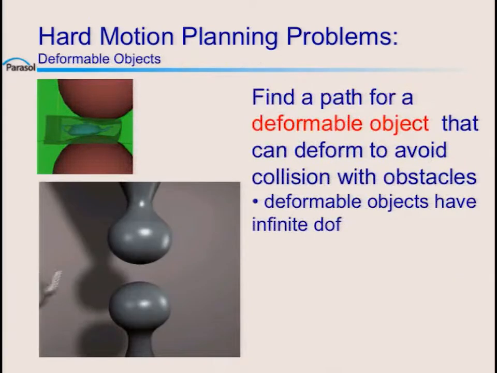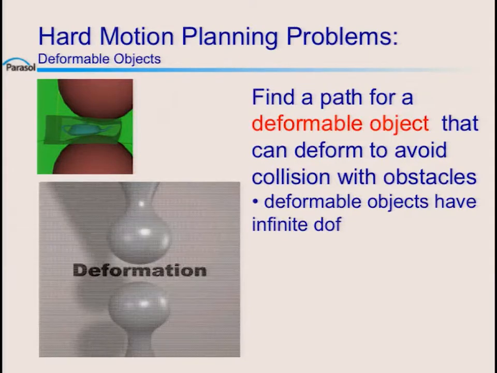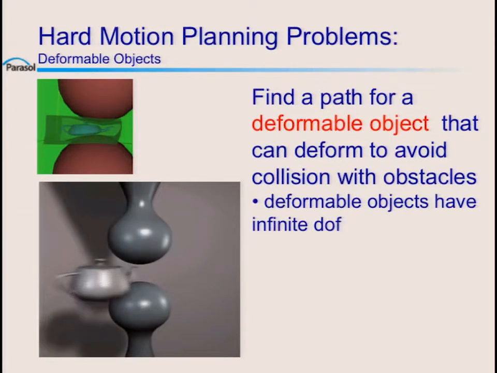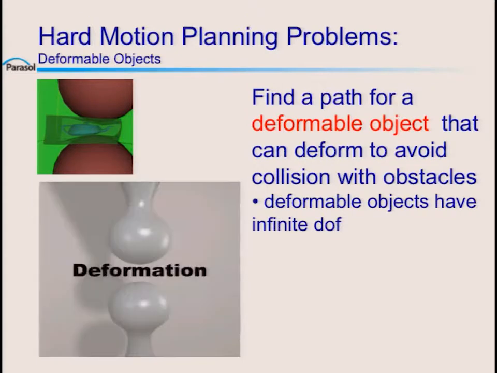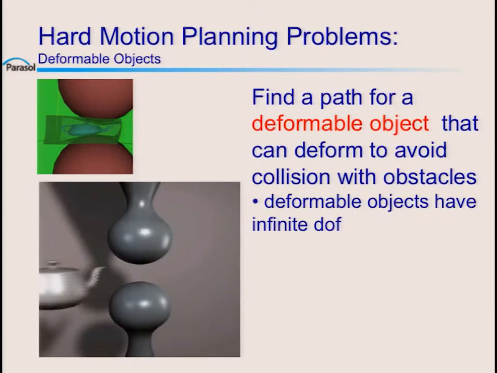Here's an example where the movable object is essentially deformable, and it has an infinite number of degrees of freedom as to how it could be deformed. In this example shown here, the same path is being followed by the ducky and the teapot, and they are basically deforming to avoid collision with that obstacle there. And there are many different applications for deformable objects.